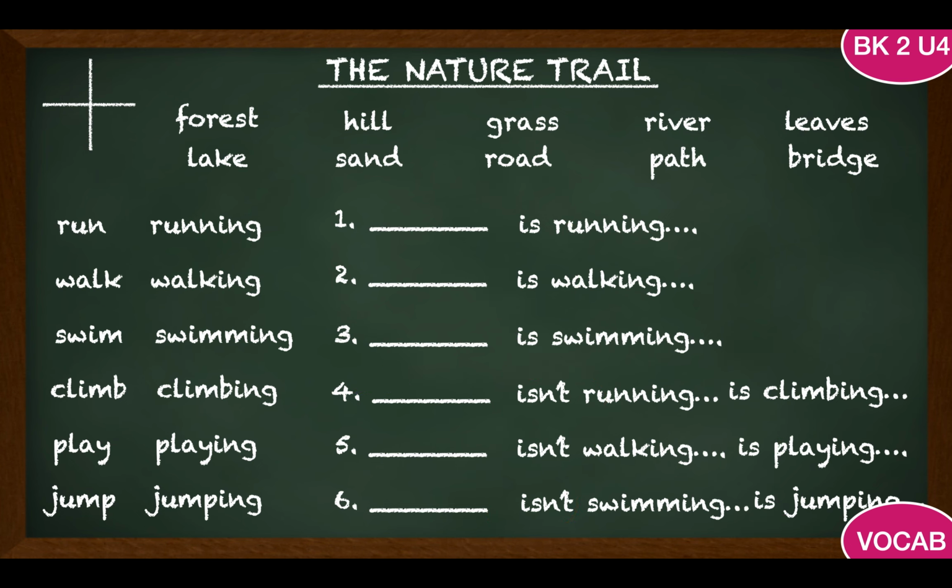Okay? And in order to build those sentences up, you would then do it like this. For example, let's do it like this. Number 1, Bob. Bob is running in the forest. Good. Number 2, Jim. Everybody says Jim is walking in the path. Okay, blah, blah, blah. And then for the isn't one, you would do it this way. You would say, Sally, A and B. For example, Sally isn't walking up the hill. Sally is playing in the river. Good job.